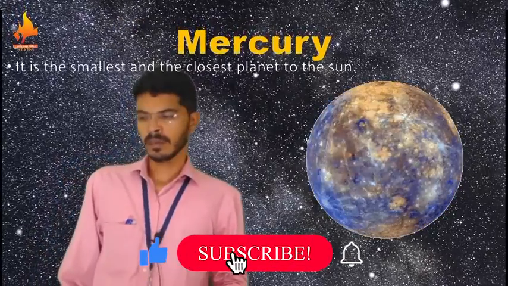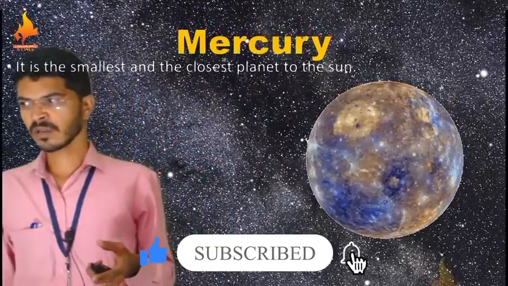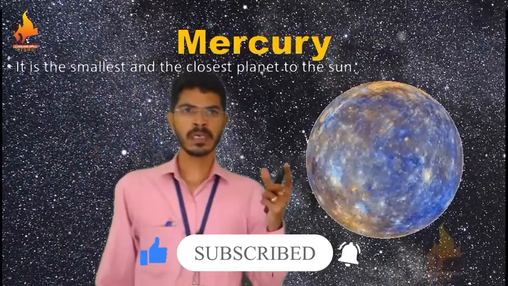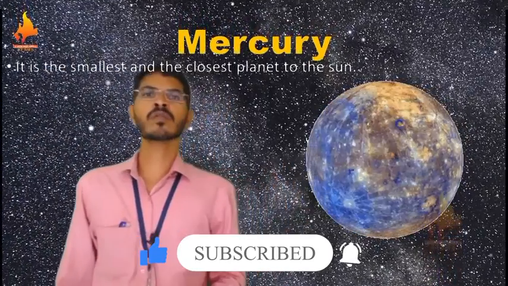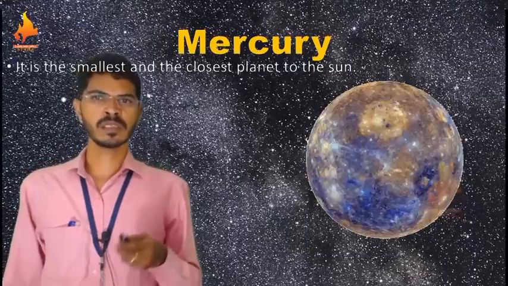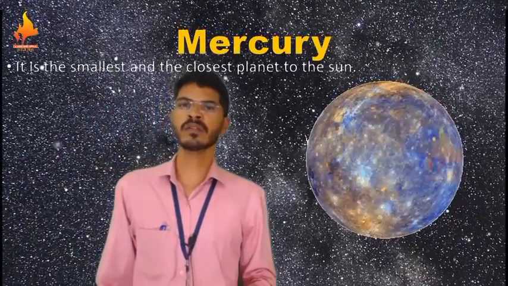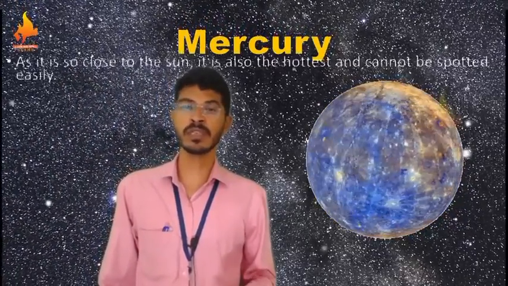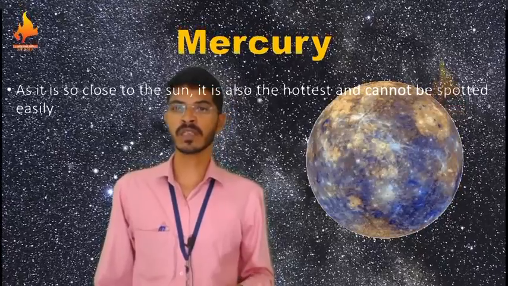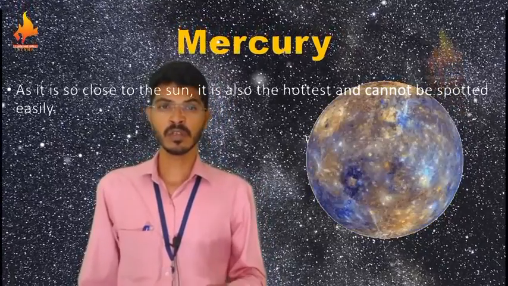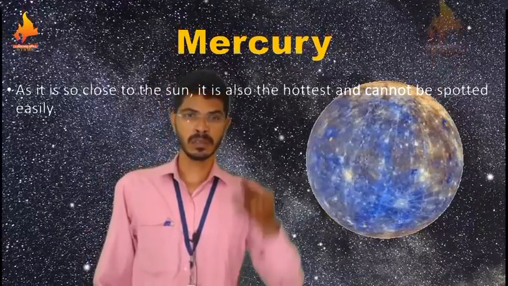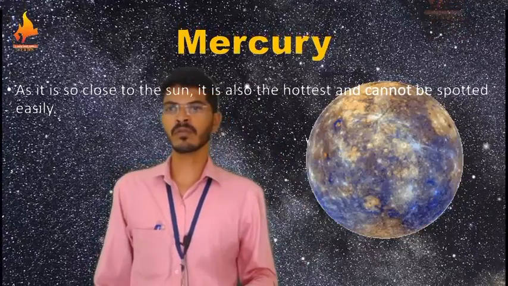It is the smallest planet in the solar system. It is also the one which is closest to the sun. It happens to be the smallest and also the closest to the sun. We have already discussed this point in our previous class. If you haven't watched that video, you can go back to the playlist and watch it.